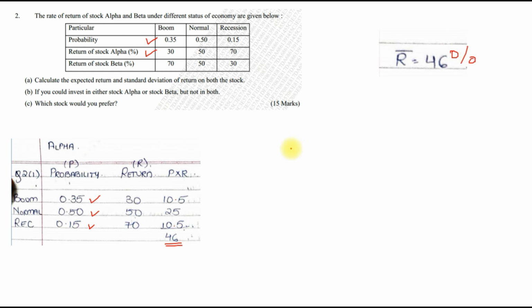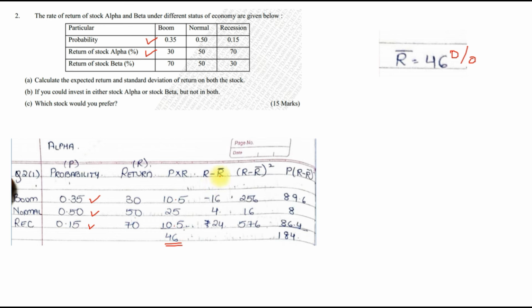Now, in order to find standard deviation, we need a few more columns. The next column will be R minus R bar. R is your return, R bar is your expected return. 30 minus 46 is negative 16, 50 minus 46 is 4, 70 minus 46 is 24. The next column will be R minus R bar the whole square, the square of whatever we have got. So 16 square is 256, 4 square is 16, 24 square is 576.